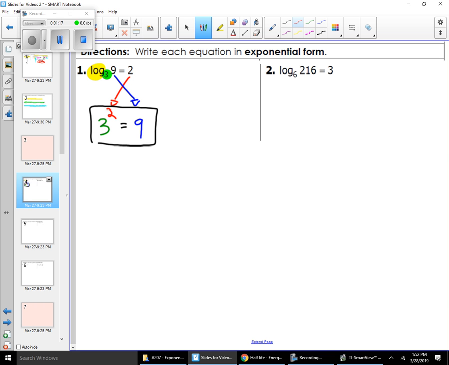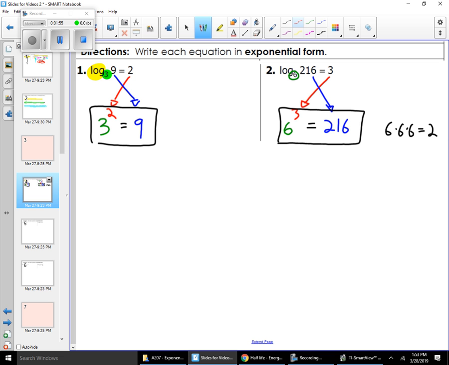I'm going to take a look at quite a few of these just to get us comfortable with this transformation, this idea. So in number 2, log base 6 of 216 equals 3. Well, my base is 6. My exponent then is 3. And again, we're switching inputs and outputs. So the 216 moves to the right. So 6 cubed, 6 to the 3rd power, is 216. Again, what that means is 6 times 6 times 6 is 216.